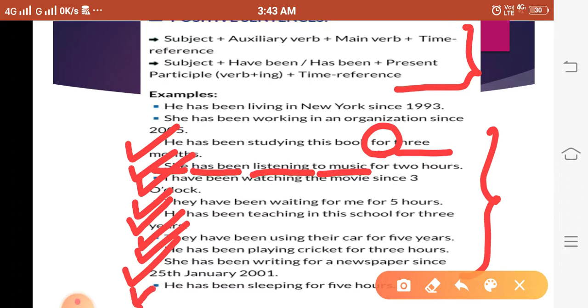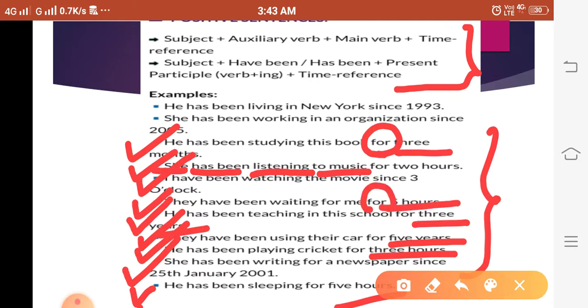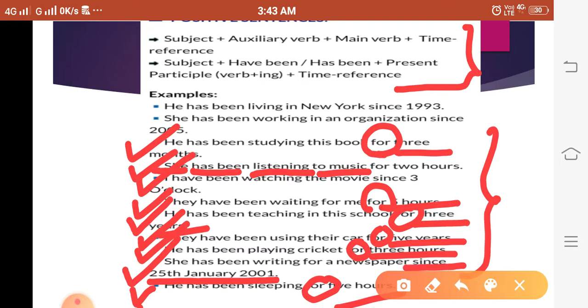Now wherever a time period is given, like 5 hours, 3 hours, 5 years, 3 years, there for is used. In the second last sentence only the exact date is given, that is why for timing we used since there. Clear?